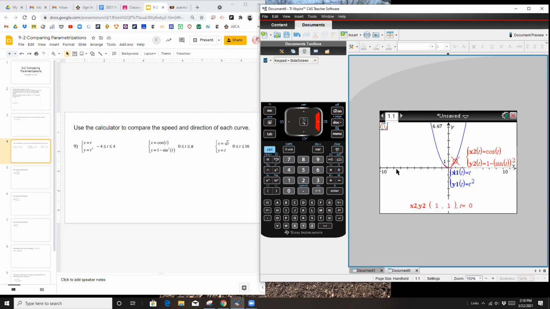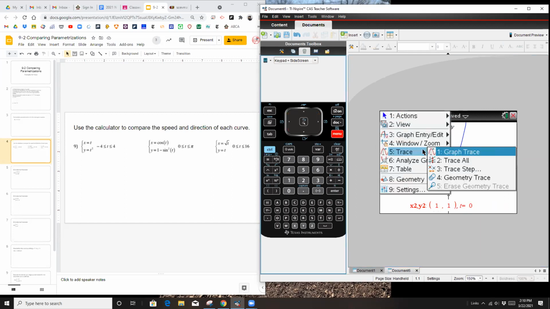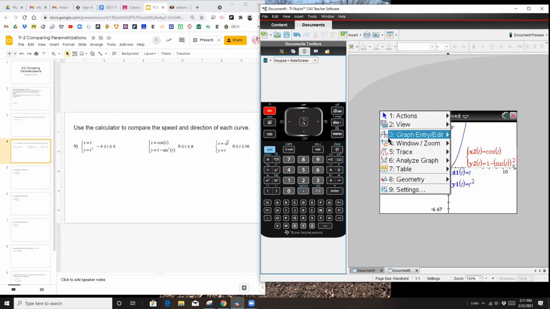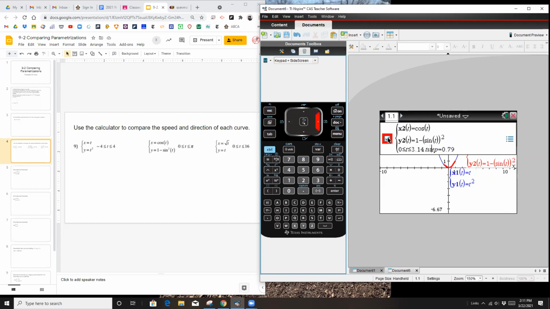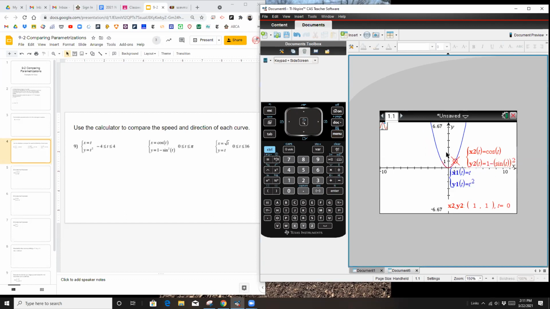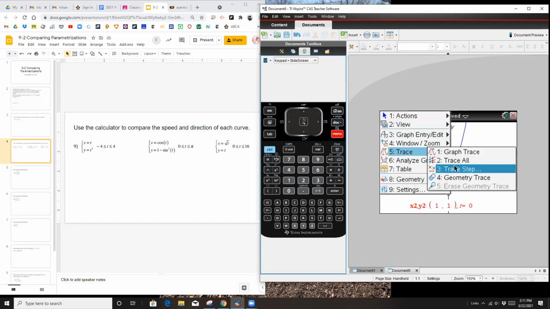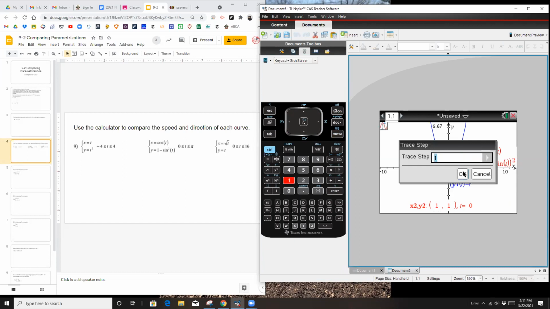Whereas in the blue graph, if you look at the speed of this one, right? Now if we make the t step the same, we can compare the speeds. You can see what distance is between these two points as t increases. So go back to t step. Let's just make this one the same as the other one. I go trace. Oh, it's not doing it. If I go trace step, I go one.